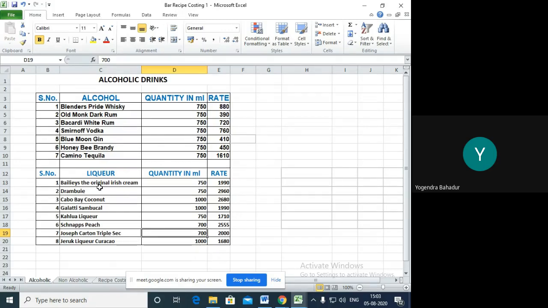Liquors are basically alcoholic sugar syrups having one flavor or another. On the top of it, we find Bailey's Irish Cream, 750 ml, 1990, and Drambuie, 750 ml, 2960. So this first sheet, which is alcoholic, is dedicated to the alcoholic part only.